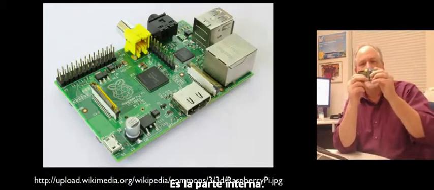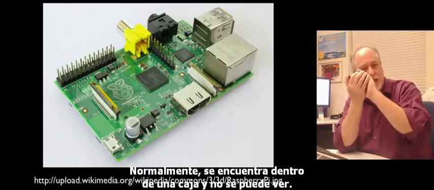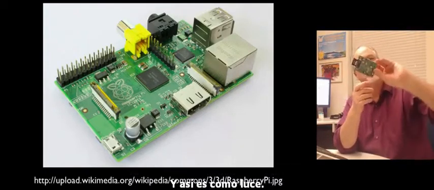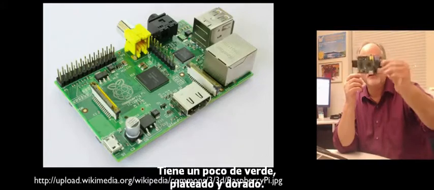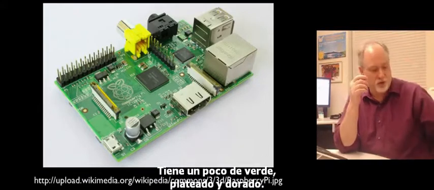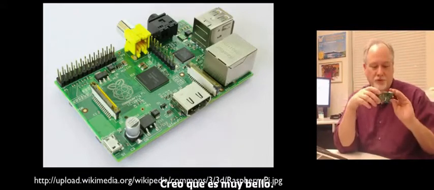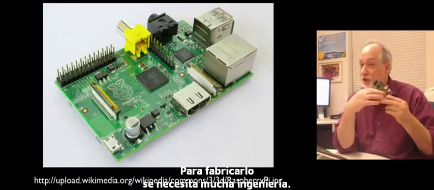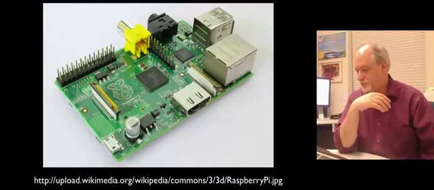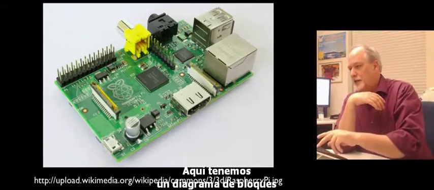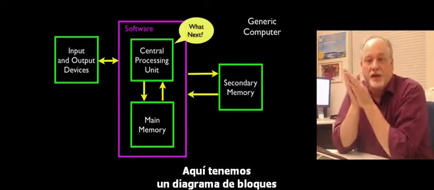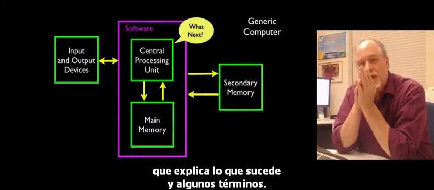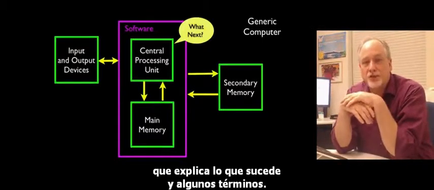It's kind of the inside of something. Normally it's in some kind of case and you don't get to see it. And that's what it looks like. It's kind of got this green and little silver and gold. I think they're very beautiful. They're very pretty. A lot of engineering goes into making these things. And so we kind of have a block diagram of what's going on in here. And there's just some terminology.